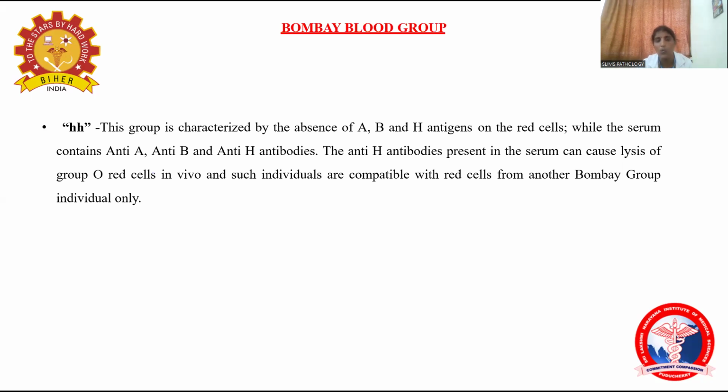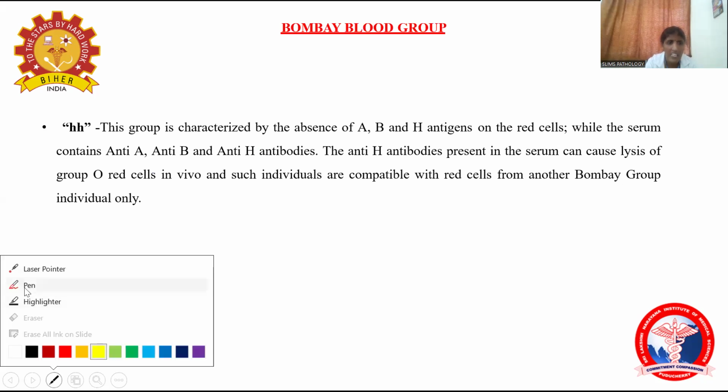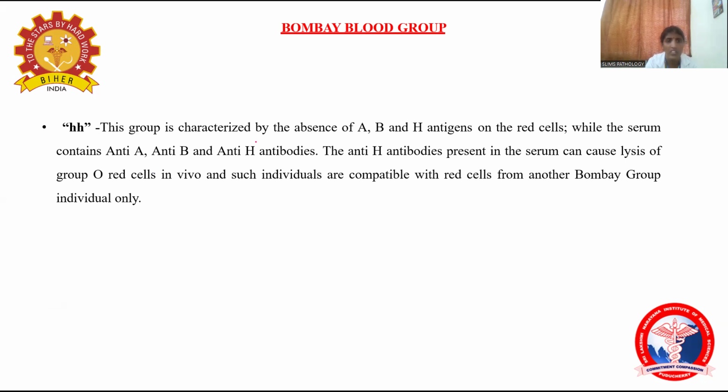So this Bombay blood group is different from the O negative blood group because there is absence of H antigen and presence of anti-H antibody here. Okay, anti-H antibody present over here. So that makes it different from which blood group you have to differentiate this from? O negative. Otherwise, O negative blood group also has a similar pattern except that they contain H antigen and anti-H antibody will be absent. Are you all following?